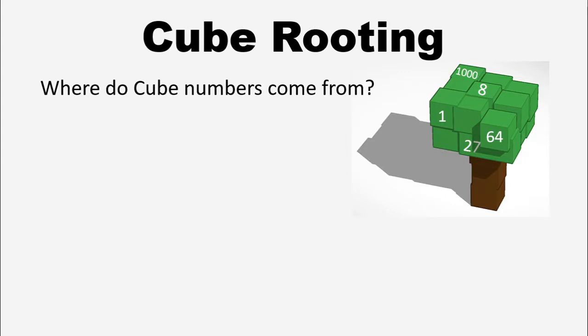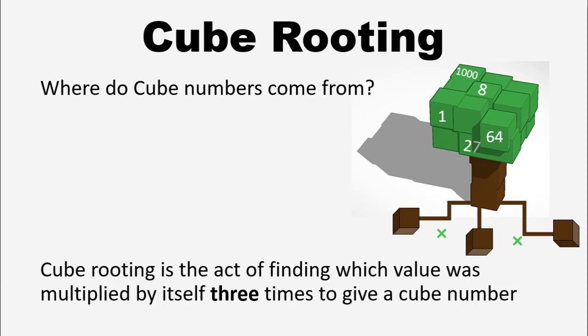Let's get started. Much like square rooting, when we're cube rooting, we're asking where do these cube numbers come from? And like with square rooting, I suggested maybe they grew on a tree. So maybe cube numbers grow on a cube tree. And if that's the case, they must have come from their cube roots. Cube rooting is the act of finding which value was multiplied by itself 3 times to give a cube number.